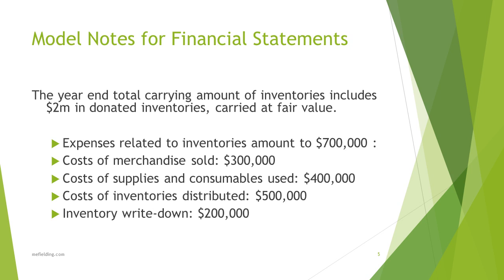Cost of merchandise sold. This is telling you that we purchased items for $300,000. We purchased these goods, and subsequently those goods were sold. They may have been sold for $300,000, or they may have been sold for more, with a view to profit. You can't tell that from the note. But the cost of items which were subsequently sold was $300,000. The cost of supplies and consumables used is items that they've purchased themselves and have used themselves.